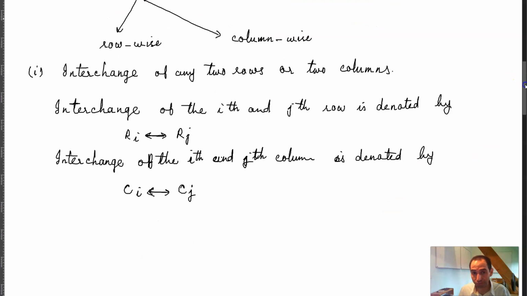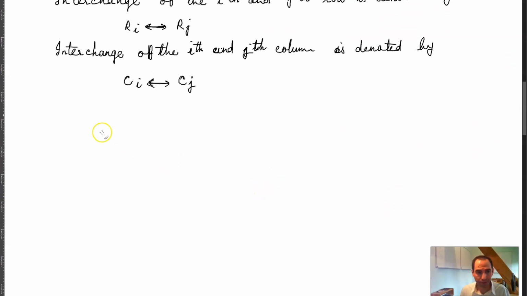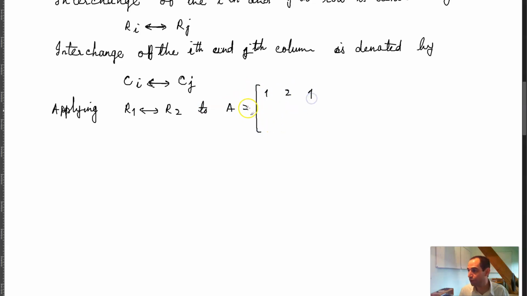And as an example, we can say applying R1 swapped with R2 to A, which is equal to, for example, this matrix 1, 2, 1, and negative 1, square root of 3, 1, and 5, 6, 7, we will get, so you're swapping the first and the second rows, meaning that this is the first row, this is the second row. So I can write the same matrix as, for example, A of transformation. Of course, this doesn't really mean anything.